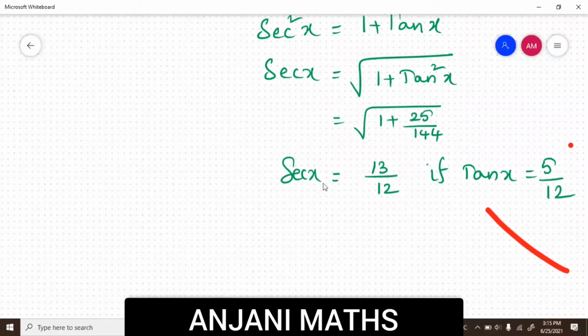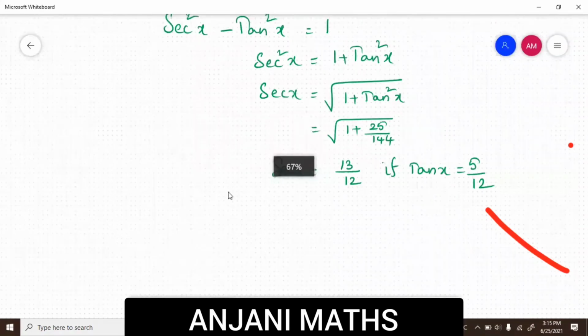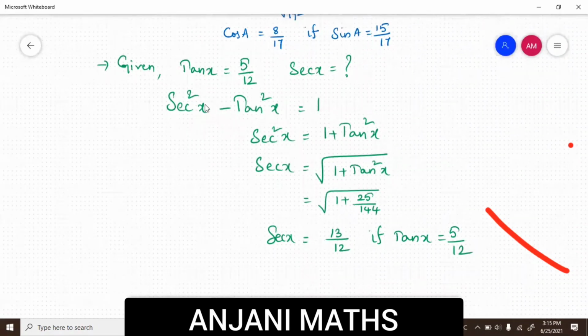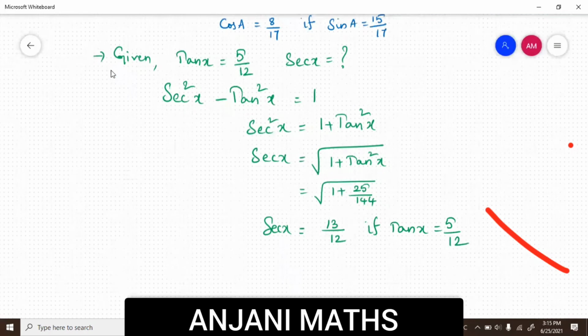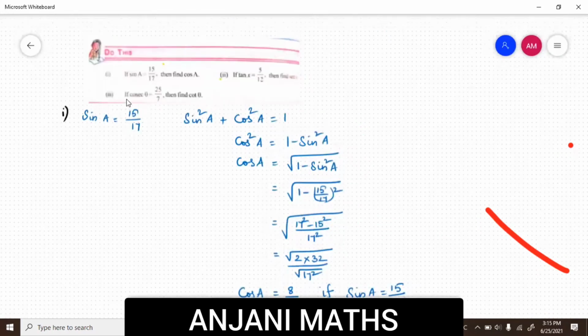That's all. So in order to solve this, which trigonometric identity did we use? We used secant square x minus tan square x is equal to 1. Let us move to the next one. What they gave? Cosecant theta is equal to 25 by 7. Then find cot theta.